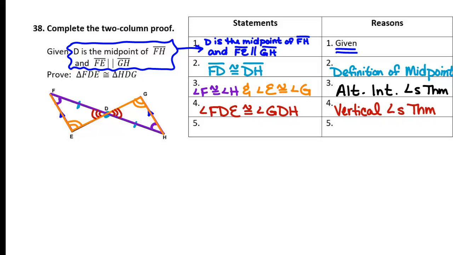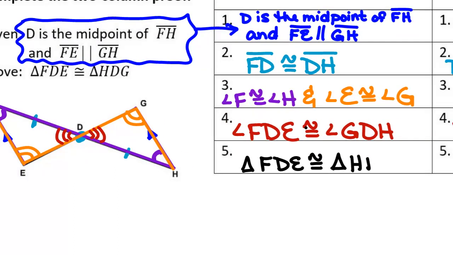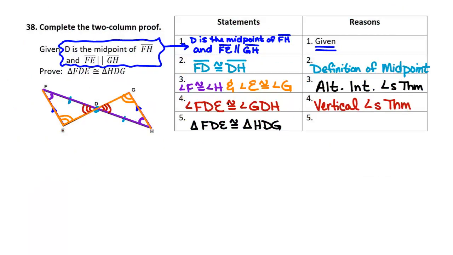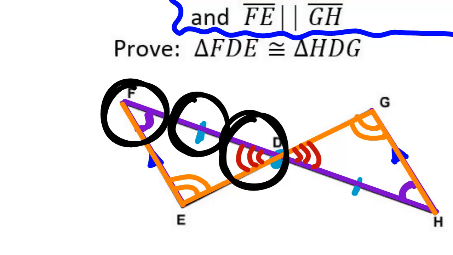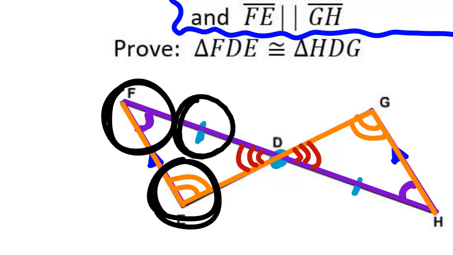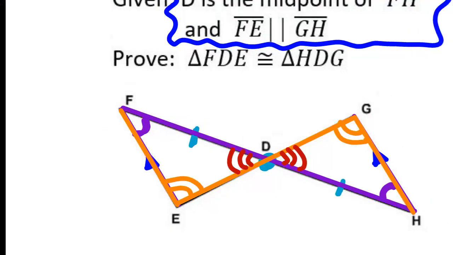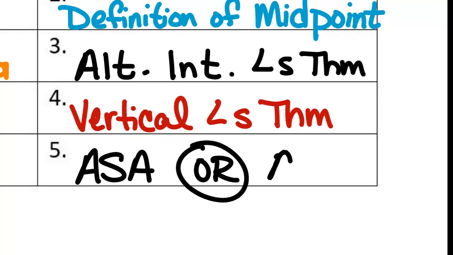And now I can come down here at the end. What they wanted me to show was that triangle FDE is congruent to triangle HDG. And I can show that that's true two different ways. I can use angle, side, angle, using the vertical angle. Or I can use angle, angle, side. I can do it either way.